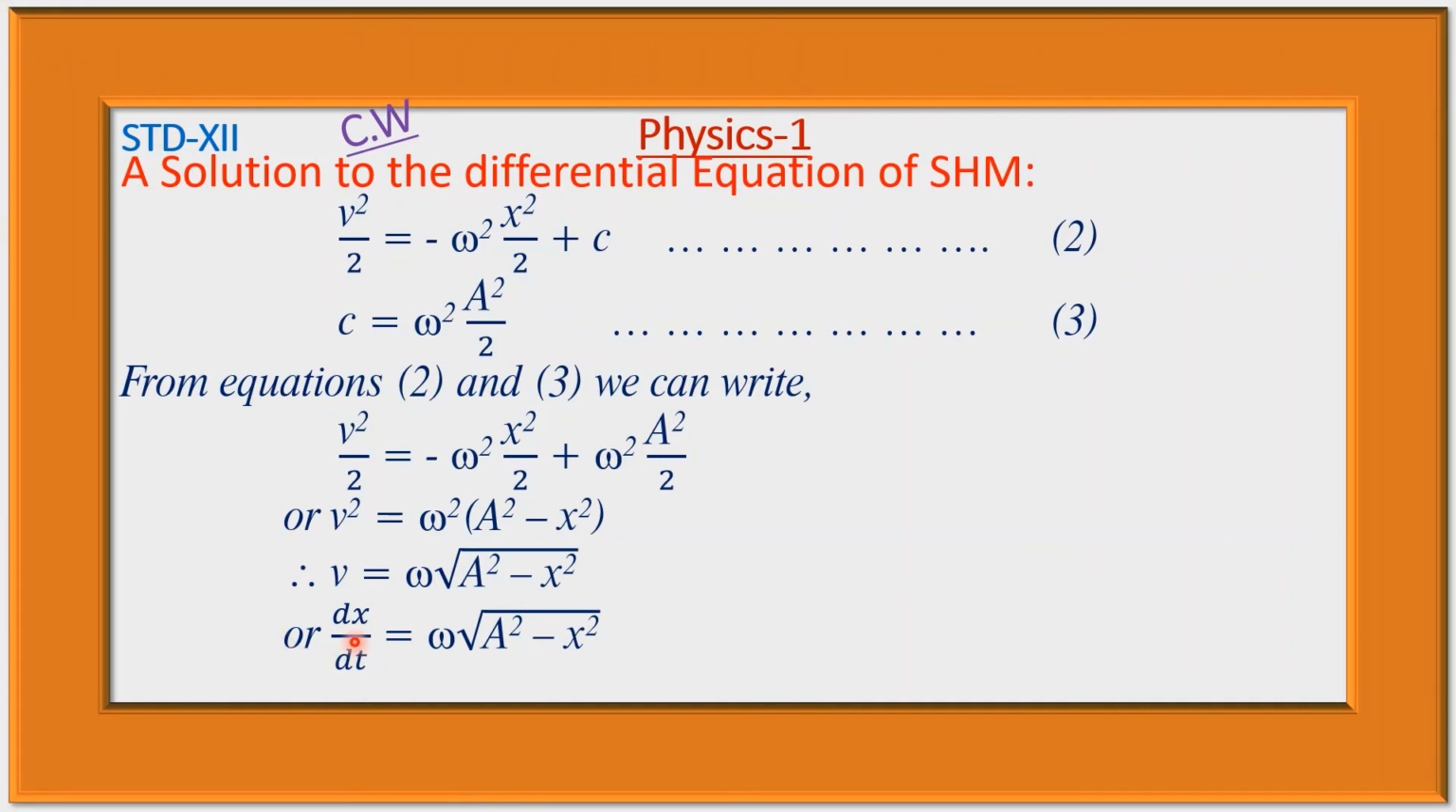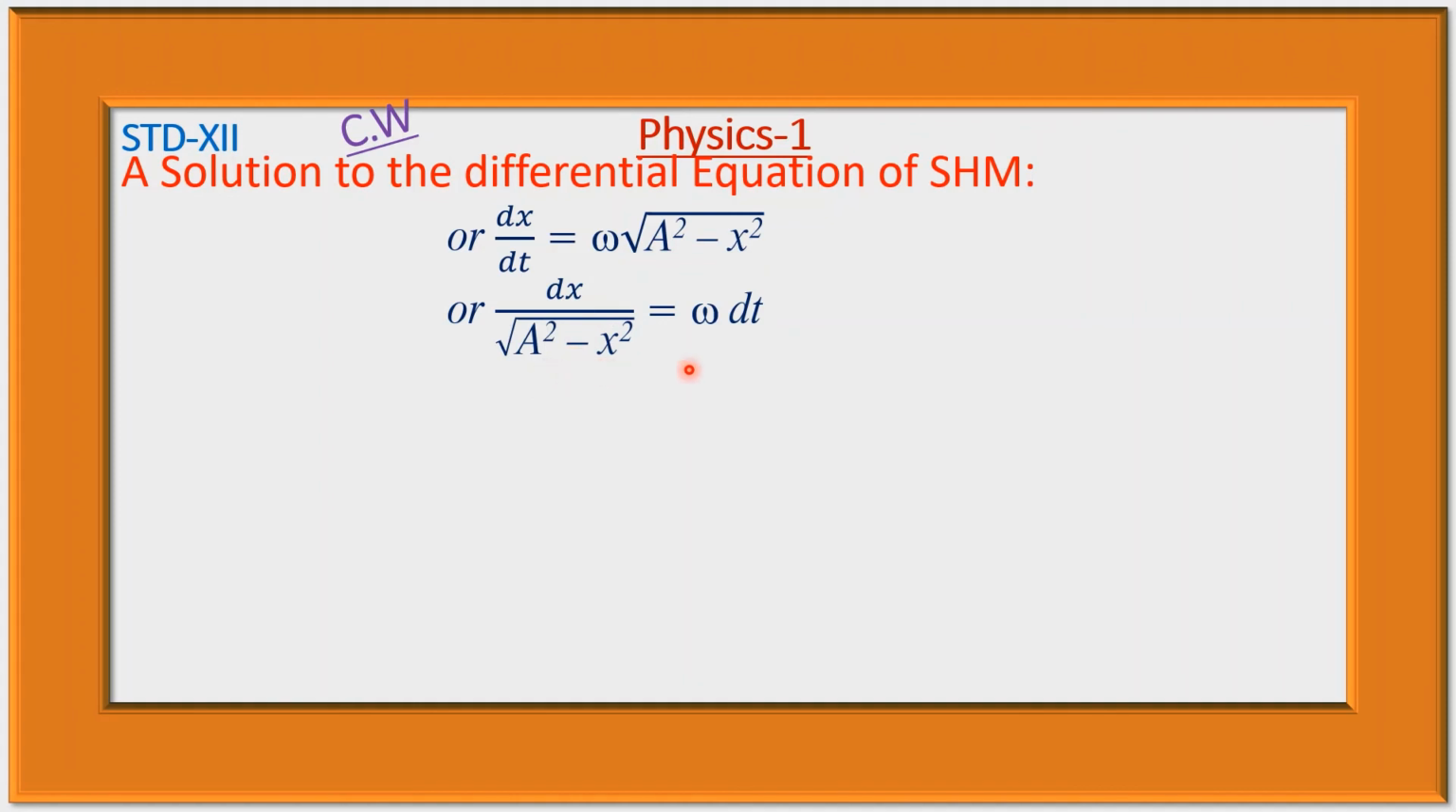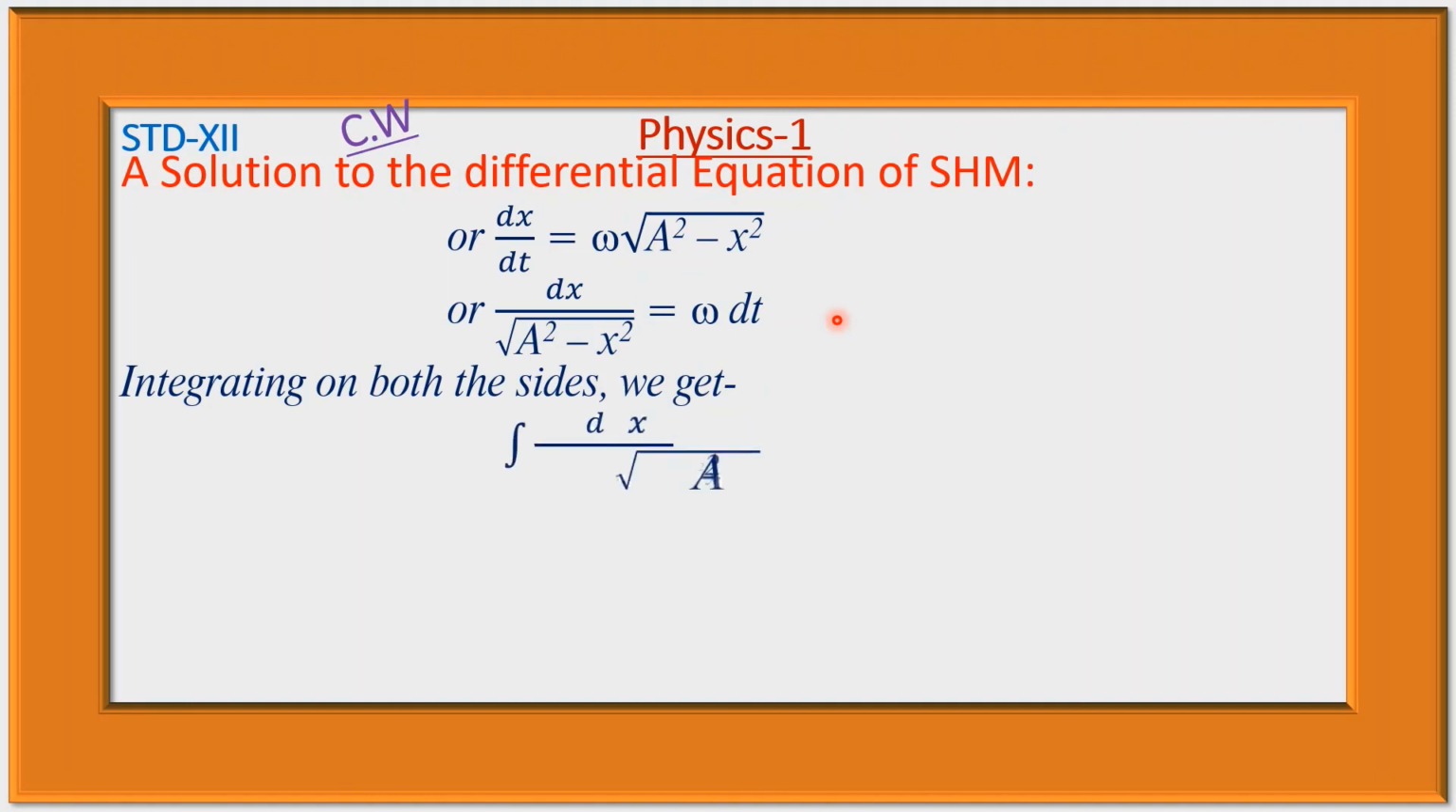Or dx/dt is equal to omega root over a square minus x square. Or dx by root over a square minus x square is equal to omega dt. Integrating on both sides, we get integration dx by root over a square minus x square is equal to omega integration dt.